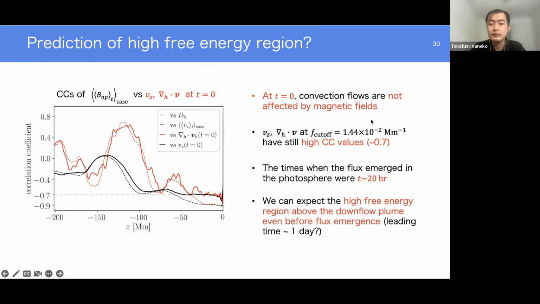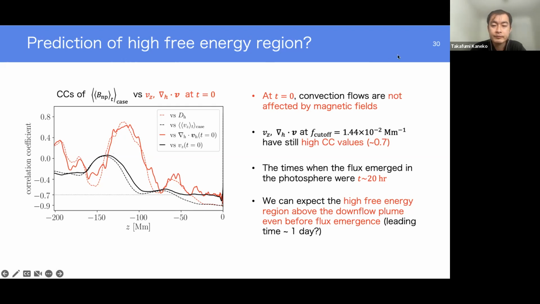So we computed the correlation coefficient between the non-potential field versus the downflow and horizontal divergence at T0. And the solid line shows the result. Basically, we can find a correlation coefficient of 0.7 over minus 50 megameter.